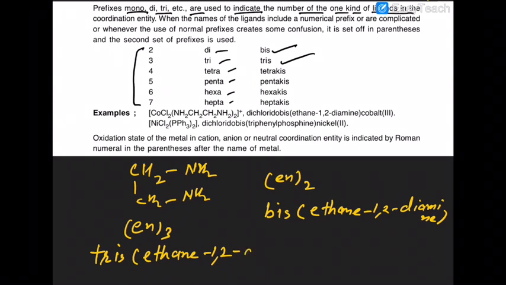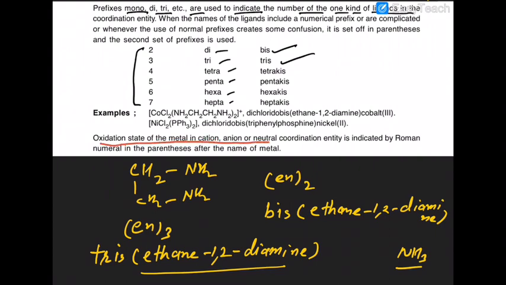Ethane 1,2-diamine. Easy or not? Here remember that NH3 is double M, but NH2 is single M. NH3 will contain amine in double M, but NH2 will contain amine in single M. Are you sure? Then the next thing is very, very important. The oxidation state of the metal should be indicated by a Roman numeral. So all these things must be known to you.